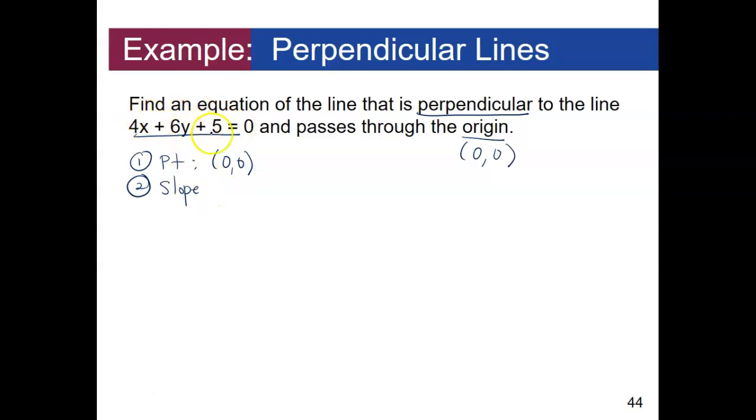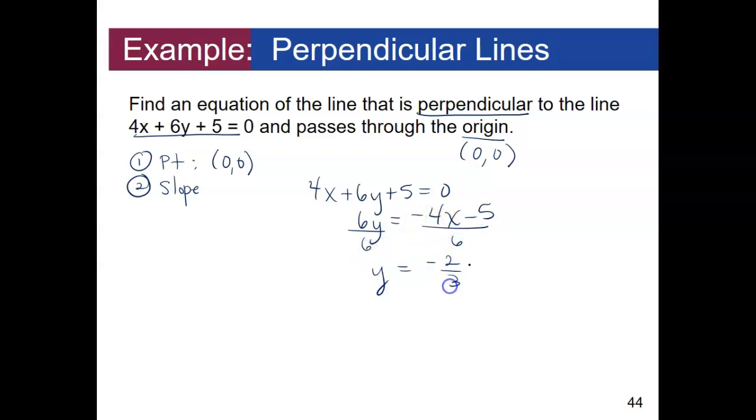So I want to put this in slope-intercept form. I'm going to go through and solve this for y. So I'm going to get y equals negative 2/3 x minus 5/6. And I'm just reducing the 4/6 to 2/3. I kind of did that all in one step. So this is the slope of this line.